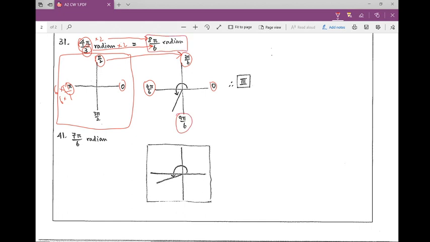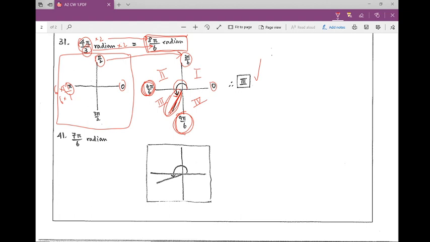Since my radian measure is 8 pi over 6 positive, I'm going in the positive direction between 6 pi over 6 and 9 pi over 6, so I should end somewhere around here. This is the first quadrant, second quadrant, third quadrant, and fourth quadrant. The terminal side is in quadrant 3, so we're done.